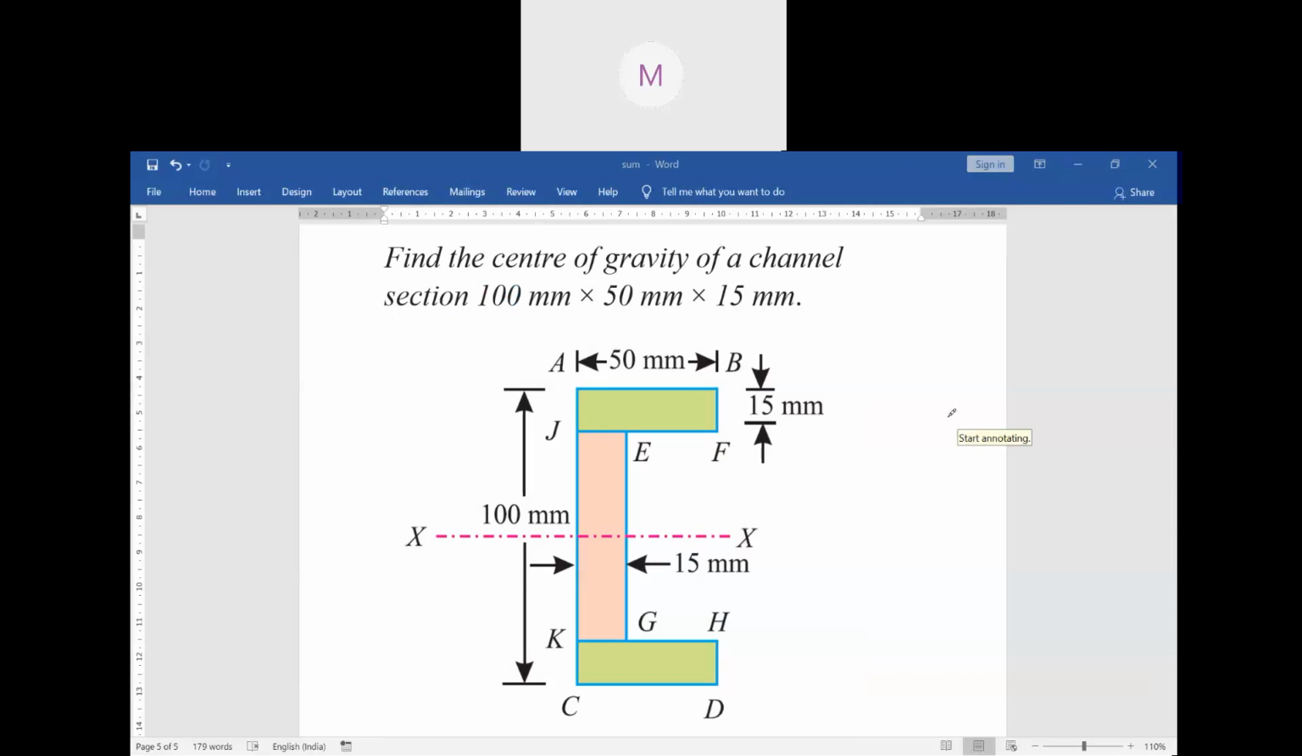So now if you pay attention here, how many figures are there? Beforehand we found out A1 and A2. Now here how many areas do you have to find out? 3. Good. You have to find out 3 areas. Now this is a C section or channel section.